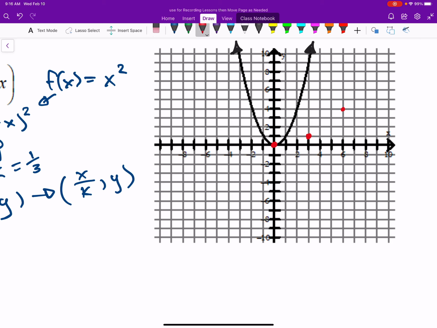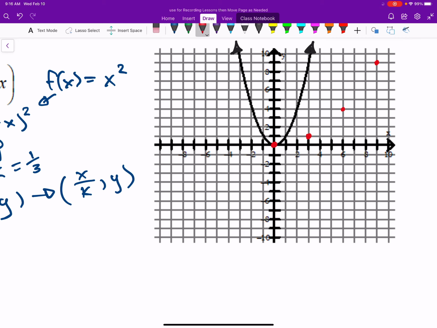The k value does not affect the y value of a quadratic. Same thing's going to happen on this side, right? I'm going to have negative 1, 1, and I'm going to multiply my negative 1 by 3, and I'll get negative 3, 1.